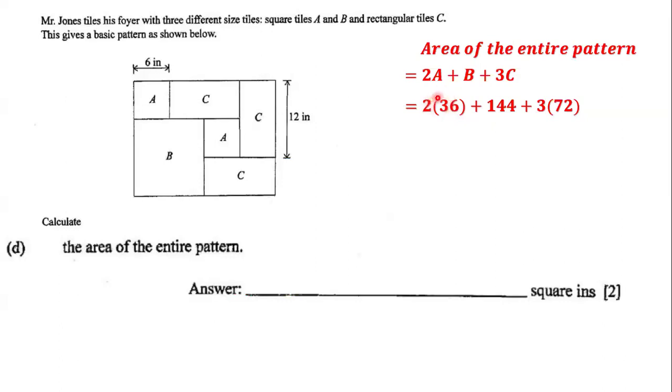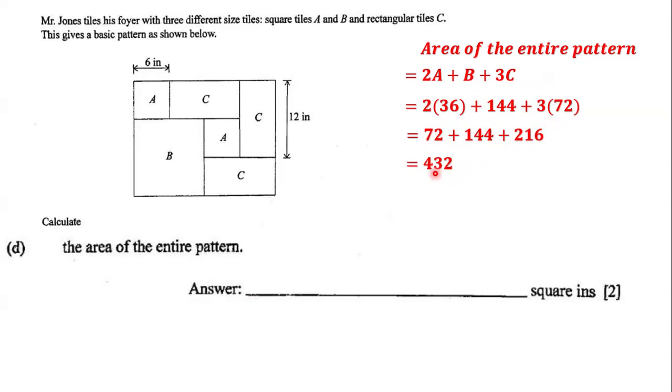So we have 2 times 36. The area of B is 144. The area of C is 72, so that's going to be 3 times 72. And so let's multiply. 2 times 36 is 72. And 3 times 72 is 216. And so we add 72 plus 144 plus 216, which is going to give us 432.